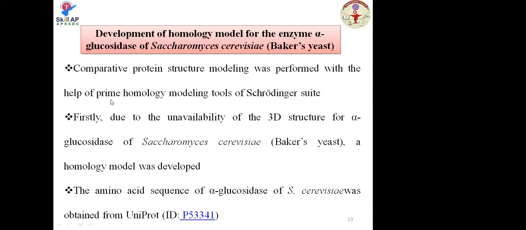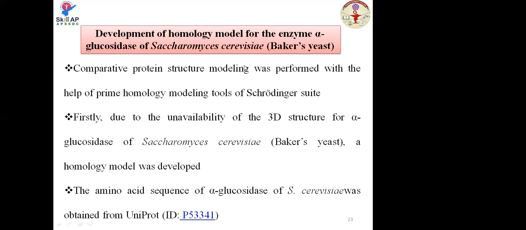Prime is the module present in the Schrodinger suite. We have used that Prime module for the development of the homology model. Firstly, due to the unavailability of a 3D structure, there is no crystal structure for the alpha glucosidase enzyme. So that is the reason we have developed our own homology model for the alpha glucosidase enzyme of Saccharomyces cerevisiae.